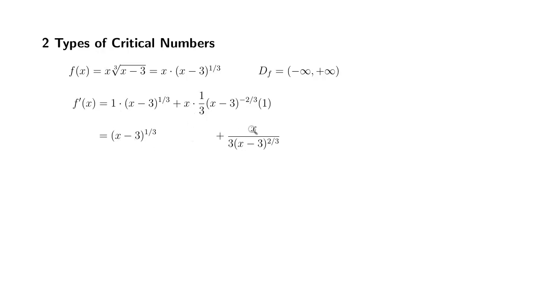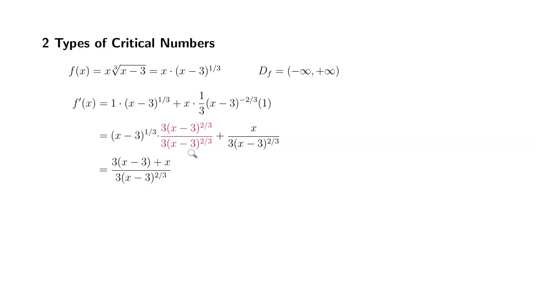Right here, x goes on top, 3 goes on the bottom. Quantity x minus 3, because of the negative power, goes on the bottom, and we still have to raise it to the 2/3 power, and the 1 doesn't do anything, so we got rid of it. Then in order to combine these two terms, I'm going to find the common denominator. We can multiply top and bottom of the first term by this denominator so that we have a matching denominator. If you clean it up, you're going to get something like this.